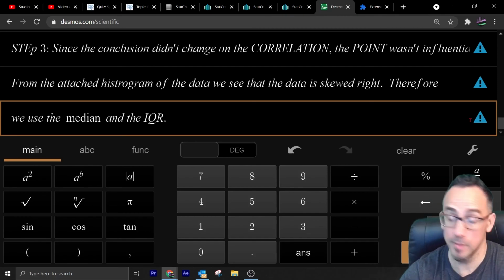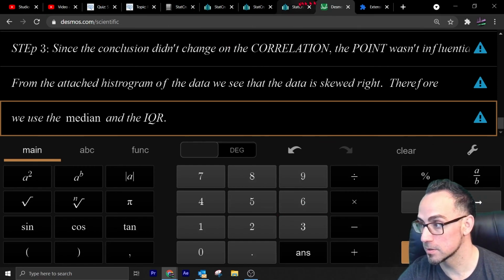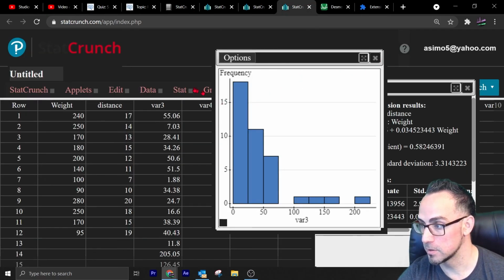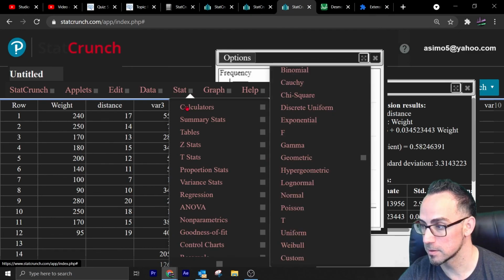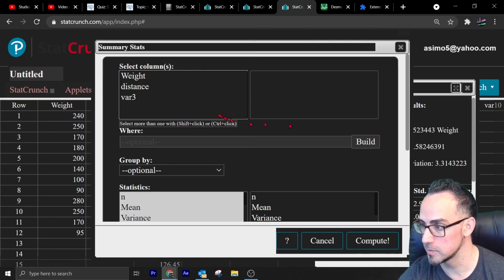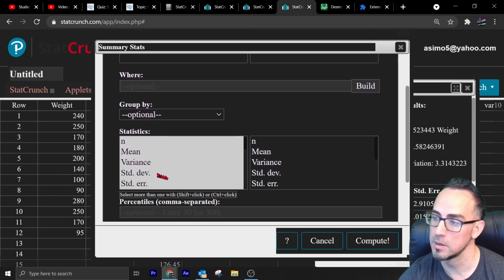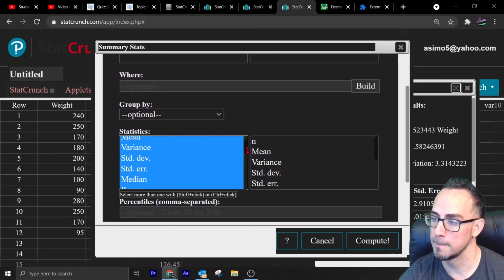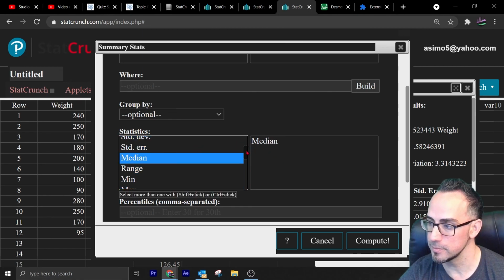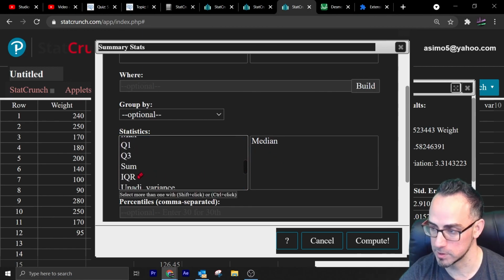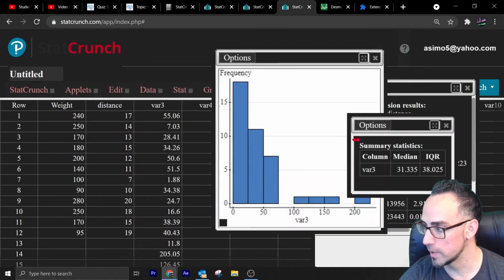And how do you find the median and IQR? That's simple. Just go to the data and do stat, summary stats, columns, and then just get the median and the IQR. So where's the median? Median. IQR, press control, boom. Get them both, and there you have it.